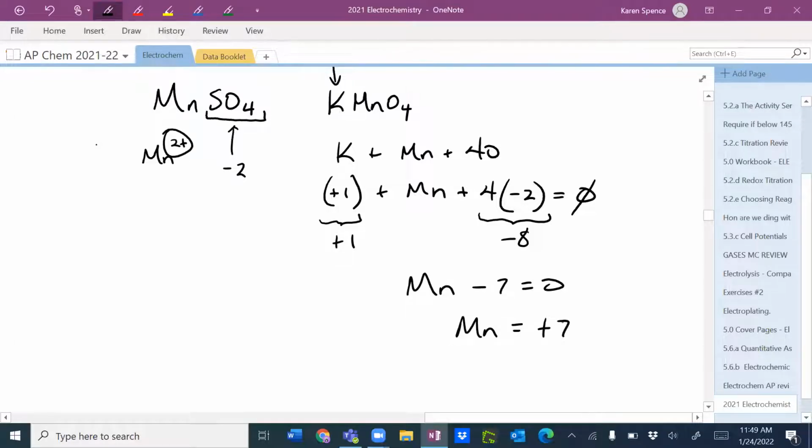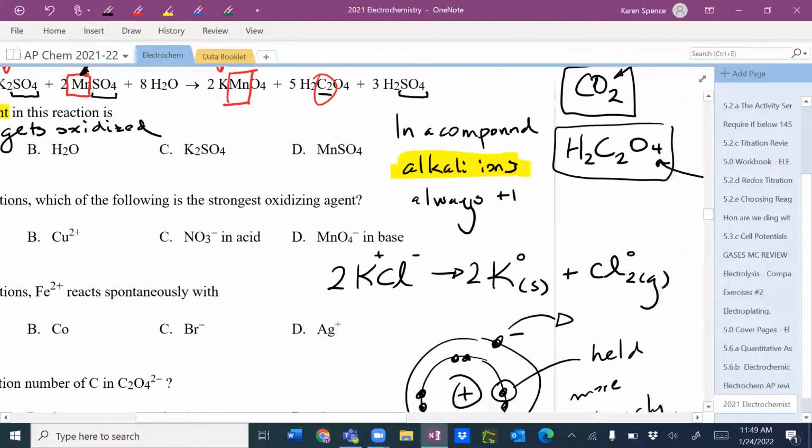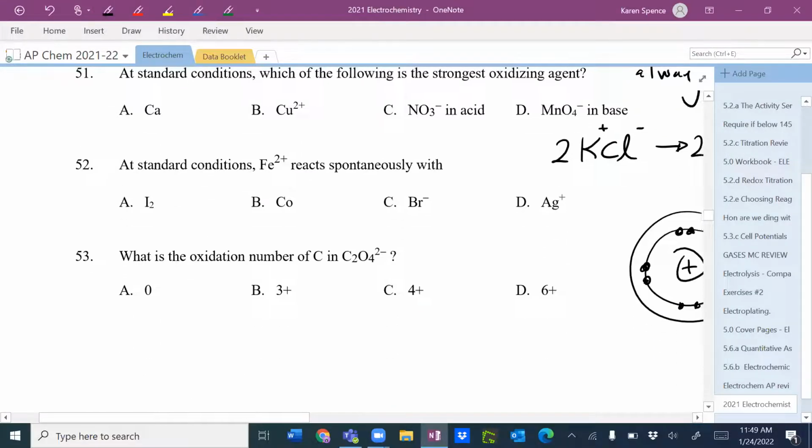So we have gone from Mn +2 to Mn +7. That oxidation number got bigger, so that was oxidation. And if you have been oxidized, then you are a reducing agent. So MnSO4 was our reducing agent. Phew. All right. That was number 50. Let's do 52.